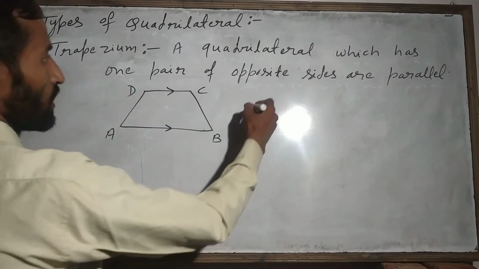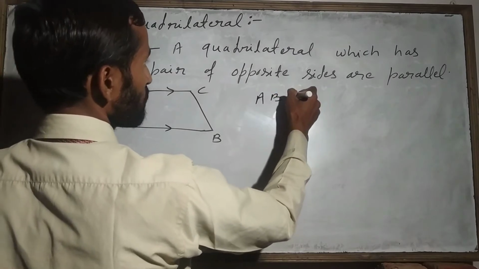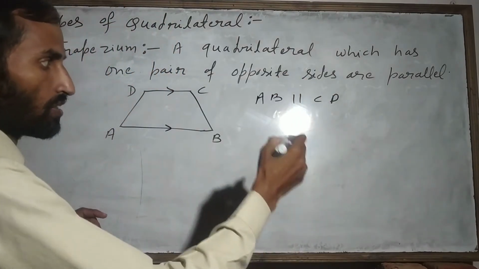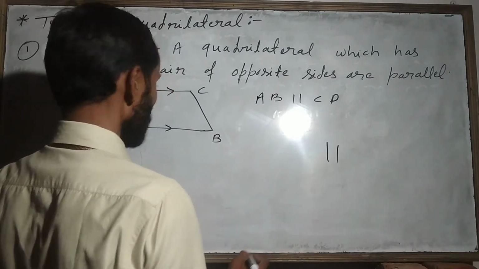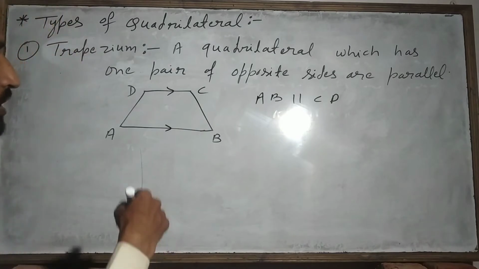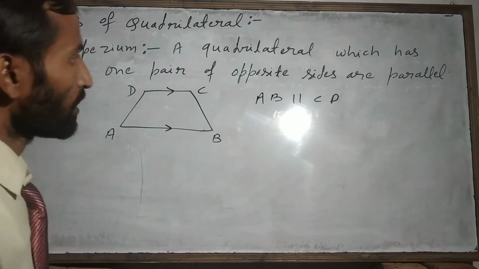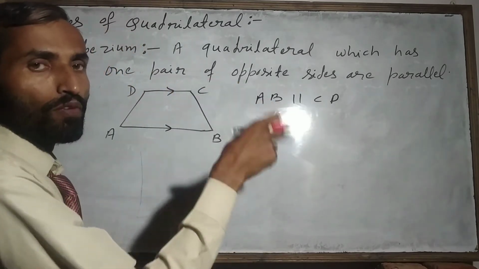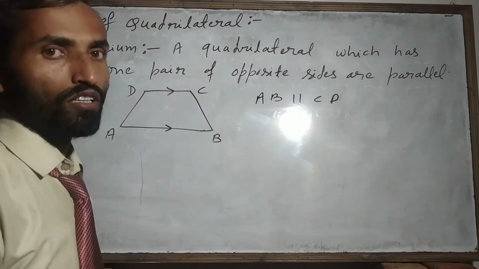So we can say like this, AB is parallel to CD. This is the symbol of parallel; this type of symbol is called the parallel symbol. Now we can find some properties also. The first property is like this: one pair of opposite sides is parallel. This is the definition of trapezium only.